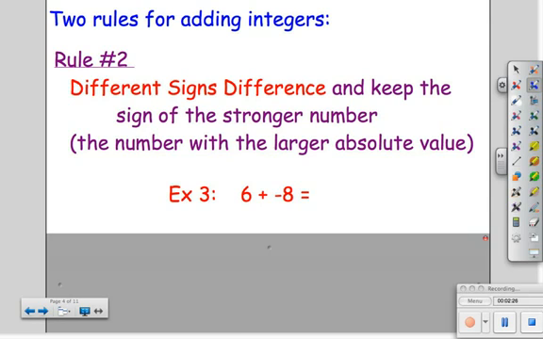So 6 plus negative 8. I've got different signs. One's a positive 6 and one's a negative 8. So since I have different signs, I'm going to find the difference. 6 minus 8, well, that leaves me with 2. Now if I ignore the signs, if I think of this as just a 6, and this as just an 8, looking at which one's bigger, well, 8 is bigger than 6, and since 8 is negative, your answer will be negative. So 6 plus negative 8 leaves us with negative 2.